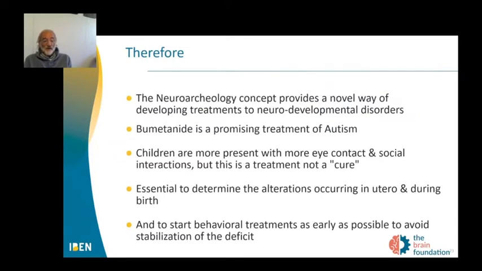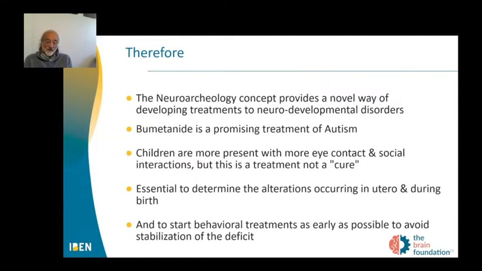We show that children are more present. The word "present" is the word that the parents say systematically after treatment. They have more eye contact, they are more present, they have more social interaction. And in fact, even very severe cases, and not only Asperger or others, are attenuated by the treatment. But again, this is a treatment, not a cure.